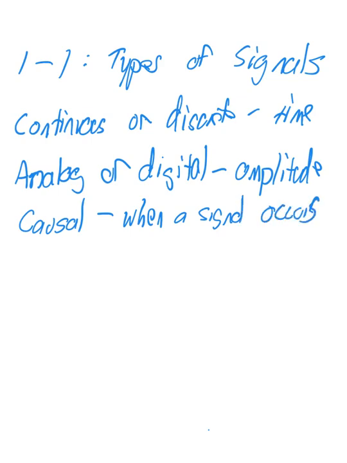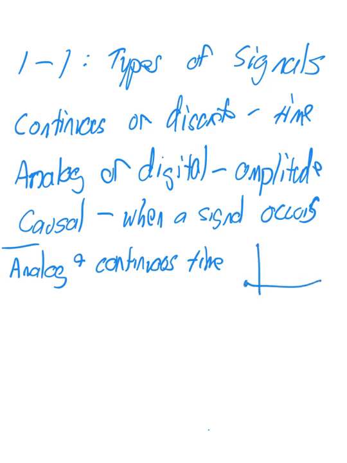So mostly we're familiar with analog and continuous time signals. So this would be an example of a voltage signal versus time. It's going to have any amplitude in voltage that we want, and that can vary continuously across time.